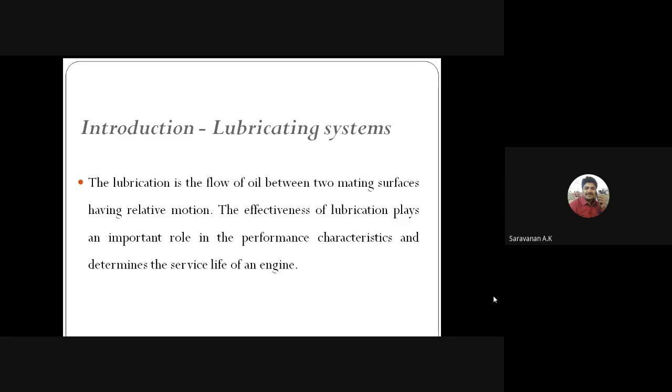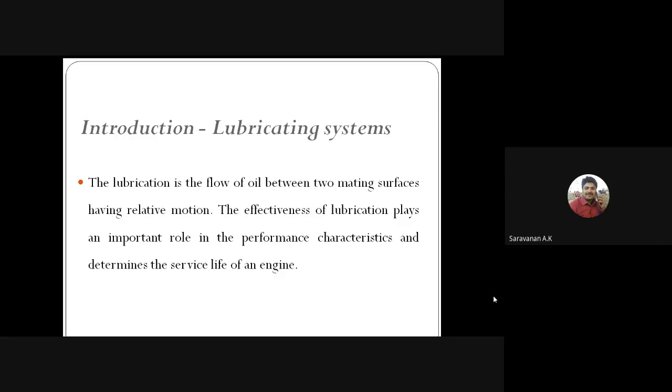So if the power will be more, what will happen? At the same time the frictional force will also be high between the mating surfaces or rubbing surfaces, right? So we have to reduce the power loss, and we have to reduce the wear and tear on the machine components, the machine elements, right?